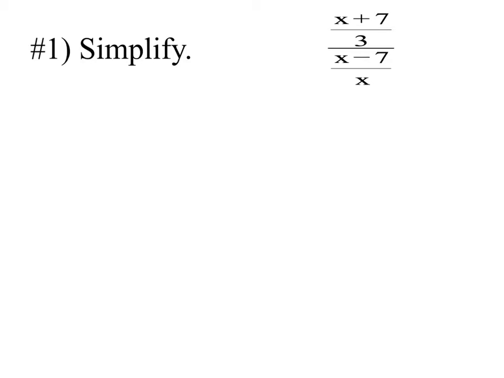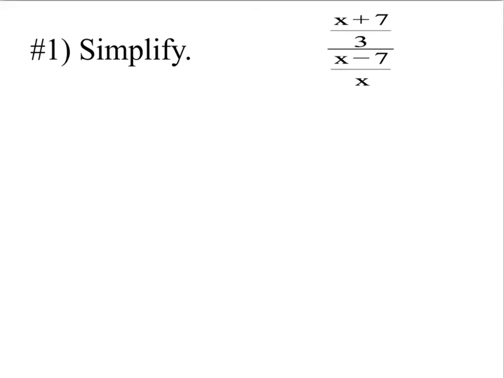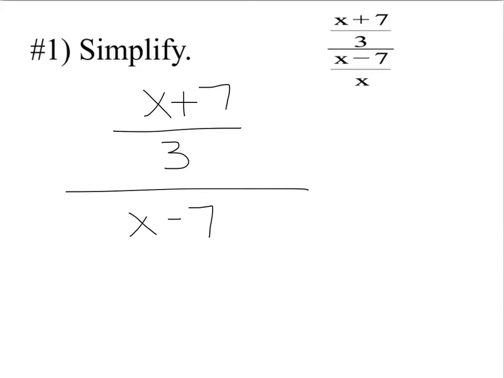All right, the first problem is a complex fraction. When you're doing a complex fraction, you need to make the numerator a single fraction, the denominator a single fraction, and then multiply by the reciprocal of the denominator. So the numerator and denominator are already single fractions. So I'm just going to go ahead and multiply by the reciprocal of the denominator. So I have x plus 7 over 3 all over x minus 7 over x. Very important to put parentheses around your expressions so you don't get confused later when you need to distribute.